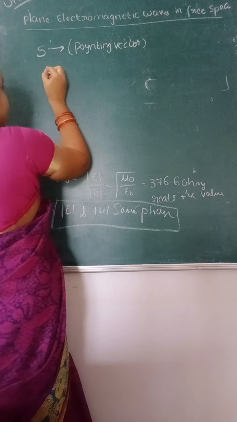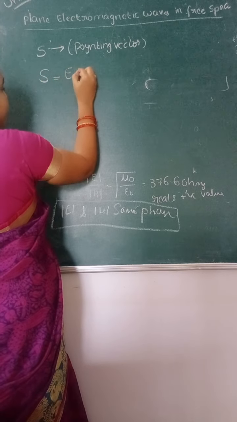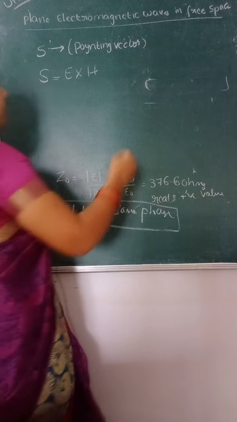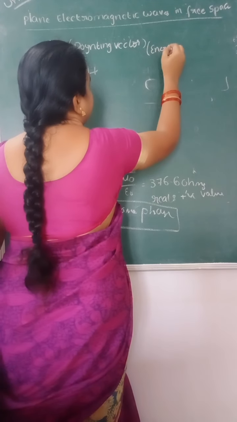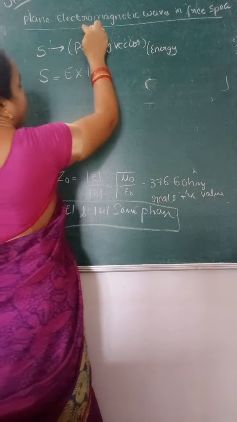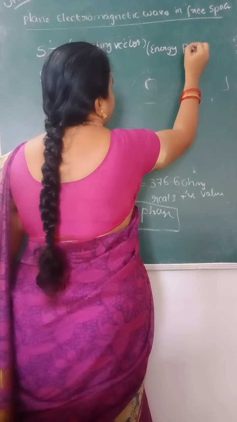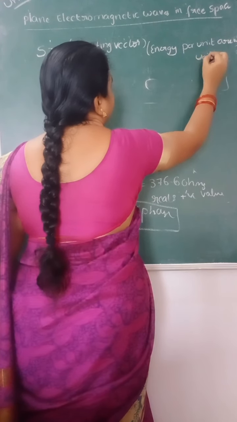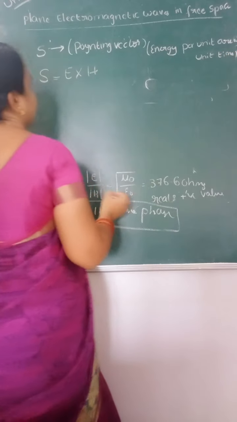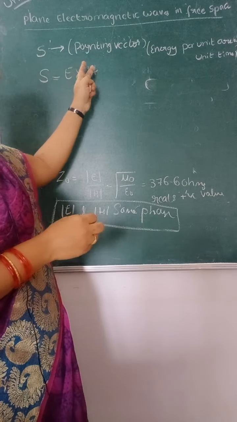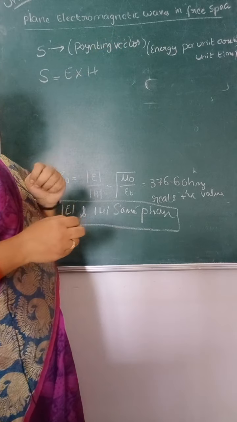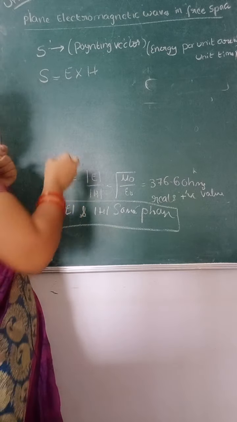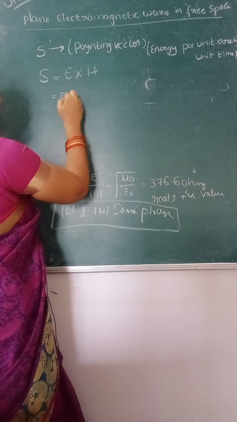The Poynting vector is nothing but the cross product of the electric field vector with the magnetic field vector. It gives information about the energy associated with the plane electromagnetic wave in free space per unit area per unit time. By calculating the Poynting vector, we can find how the energy of this plane electromagnetic wave propagates per unit area per unit time. E cross H.